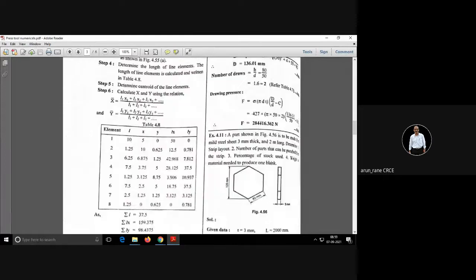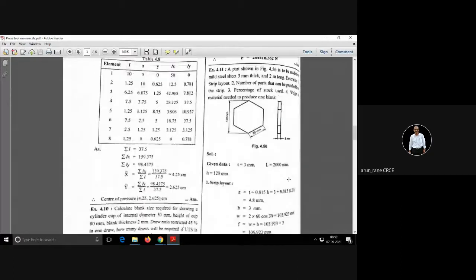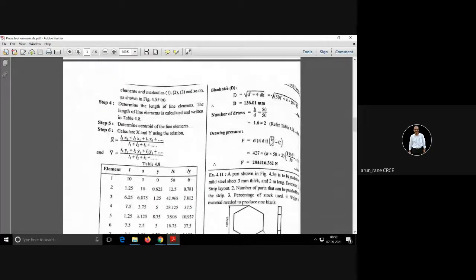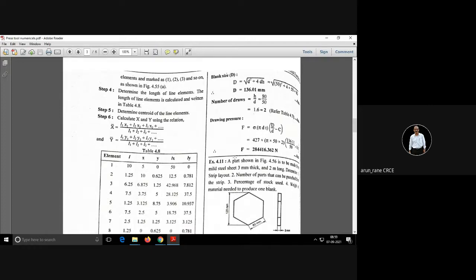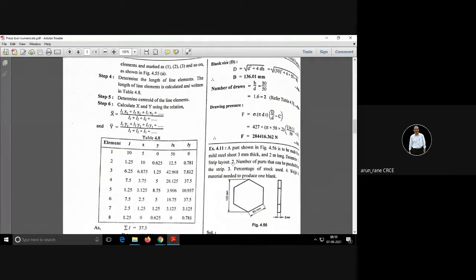Then I will take up later how to do the drawing, because whenever you are drawing the cup, you first need its blank, and only then can you draw. Just as for bending we calculated the blank diameter and blank length, for drawing also you have to find out the dimension of the blank. So the dimension of the blank is given by this, then the number of draws, drawing pressure and press capacity. This we will study when we do drawing.